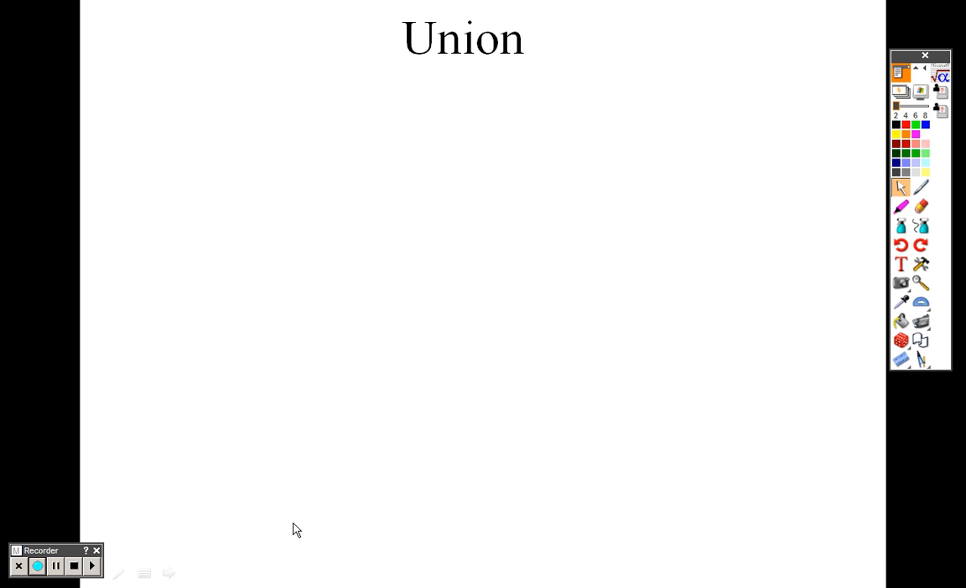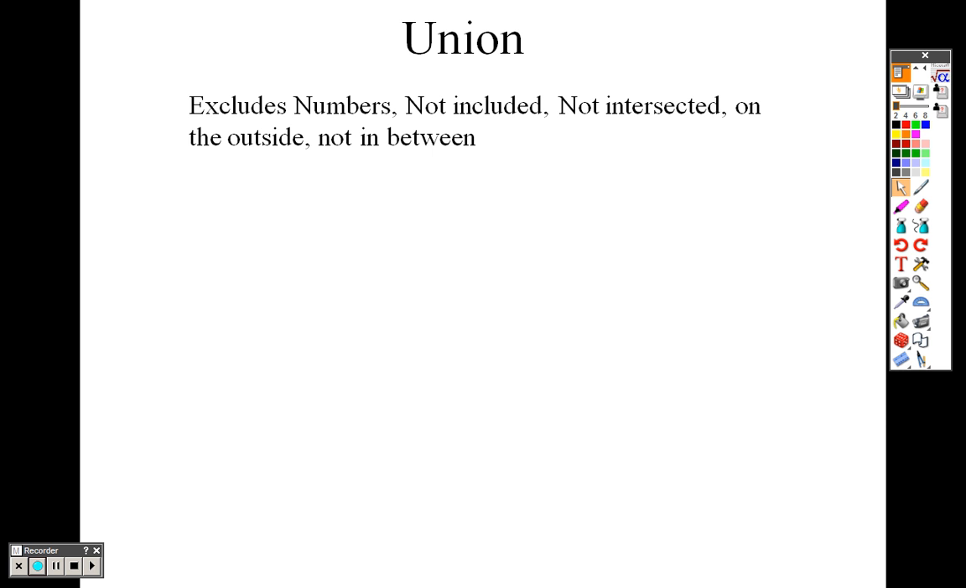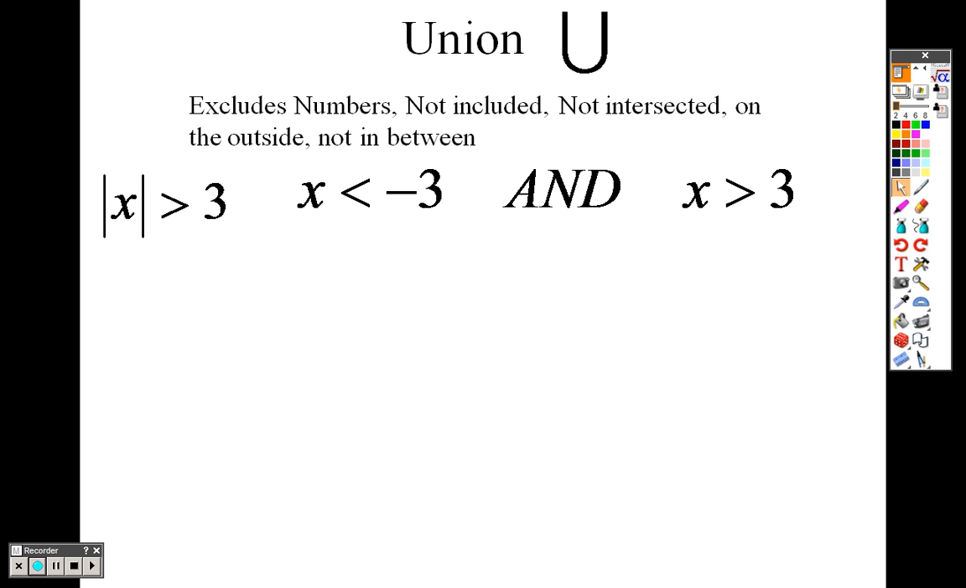Alright, so union in prerequisite section 2, in trig. Union excludes numbers not included, not intersected, on the outside, not in between. The union kind of looks like a U shape, just like that. So the absolute value of x is greater than 3 is like saying that x is everything that'll work.